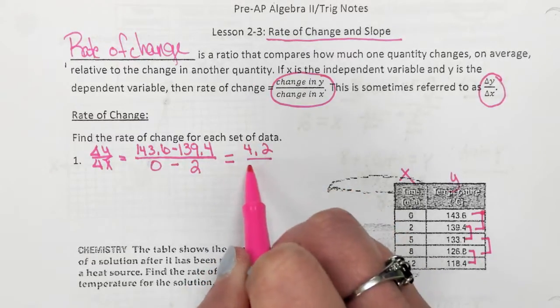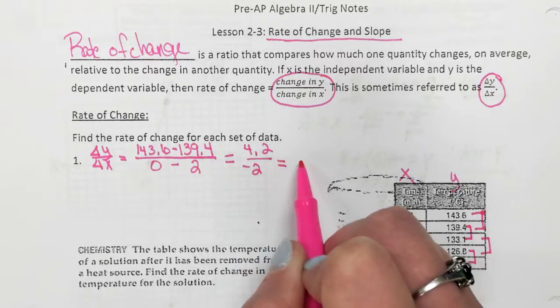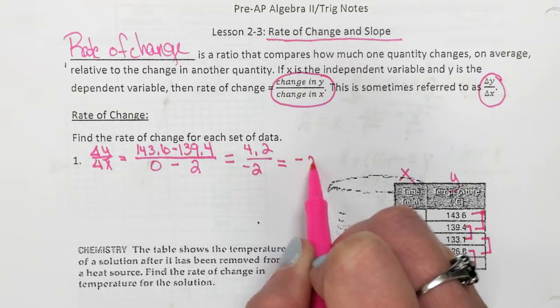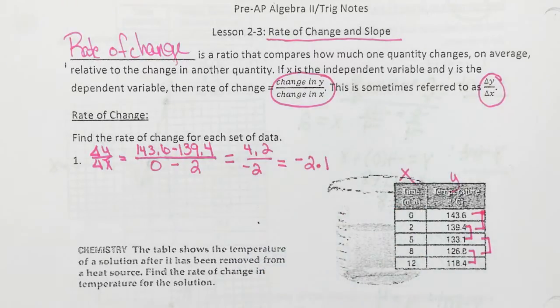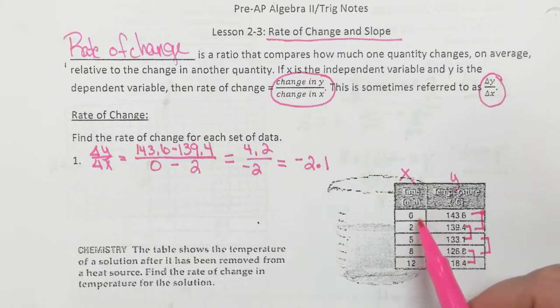Over 4.2, over negative 2. Divide them, and what's the rate of change? Negative 2.1. Okay? All right, so what does this mean? This means for every how many minutes? 2 minutes. What's happening to your temperature?